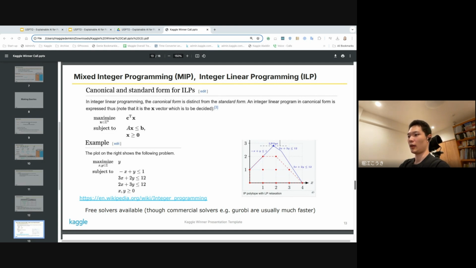This class of problems is quite generic, and many solvers are available. Some are free, some are commercial. Usually commercial solvers have better performance, but luckily free solvers were enough to be used in this competition.